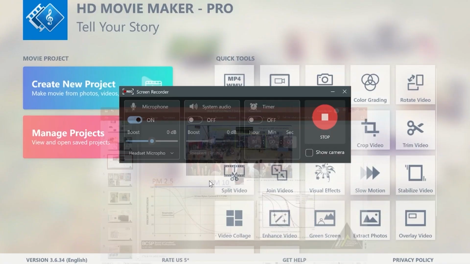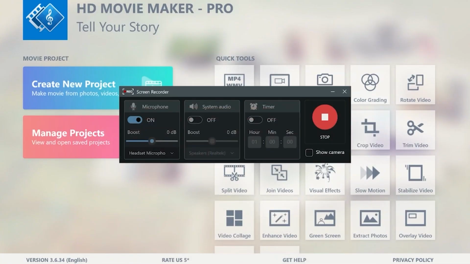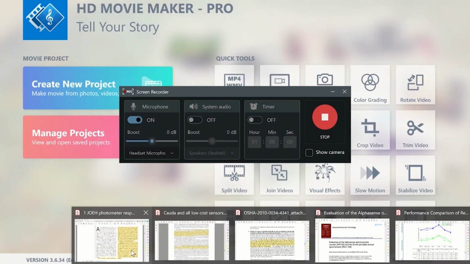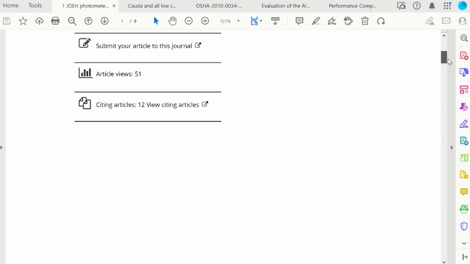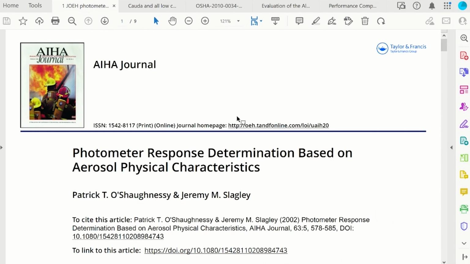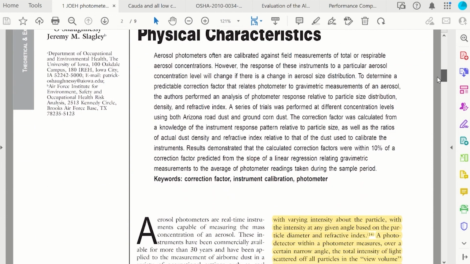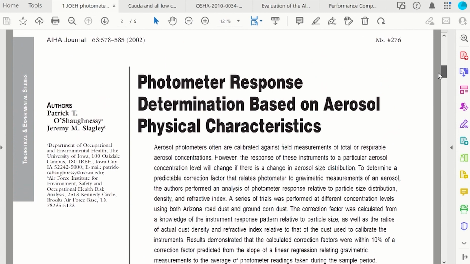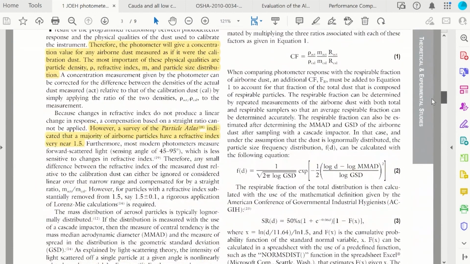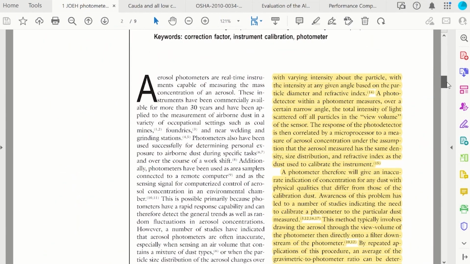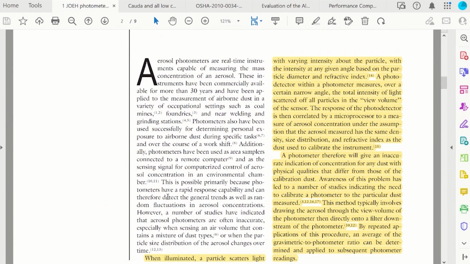Okay, so there are many articles about correction factors, and I suggest you start with this one here. This is one of the first that I started with. Very good background on the science. Jeremy Slagley has several good resources out there, on the science of light scattering and the Lorenz-Mie calculations. This has a good explanation of correction factors, calibration factors.